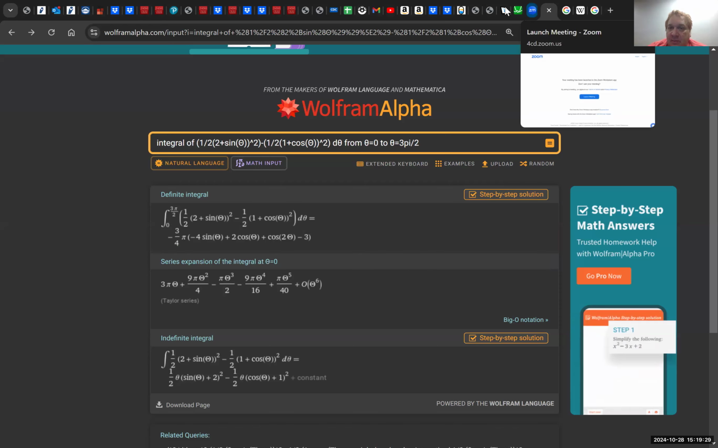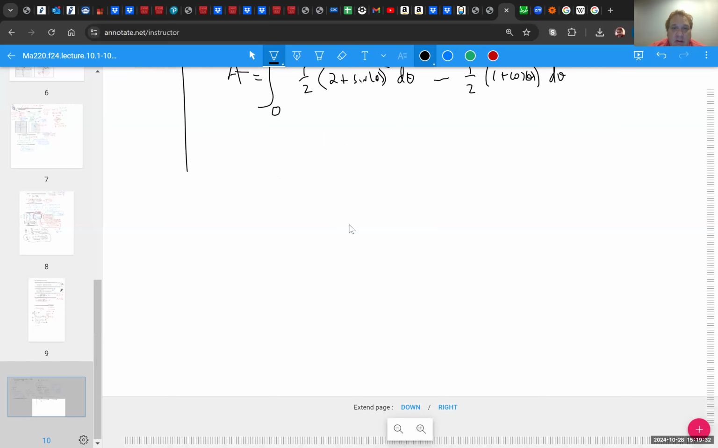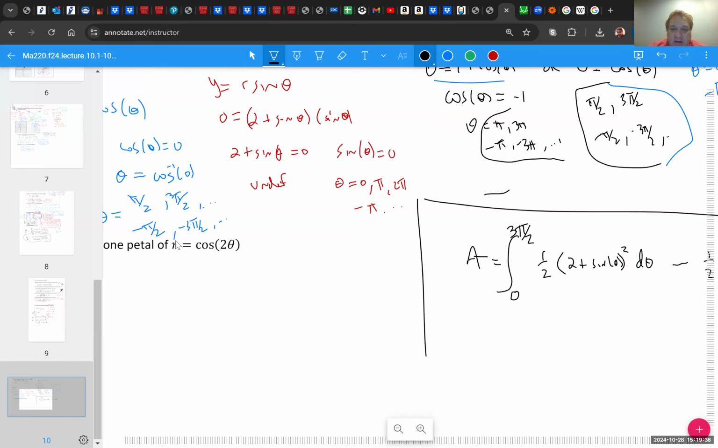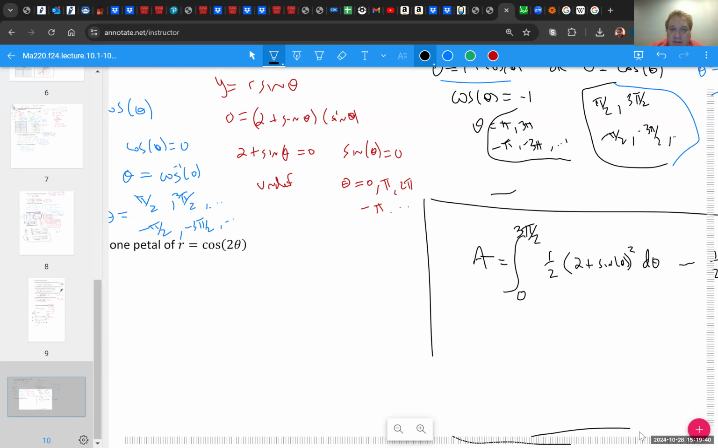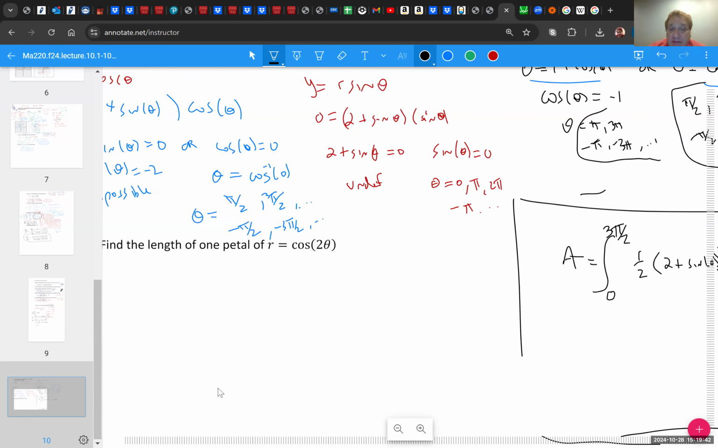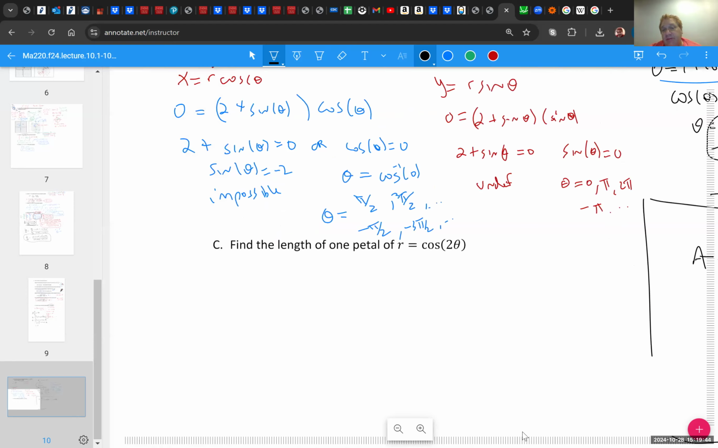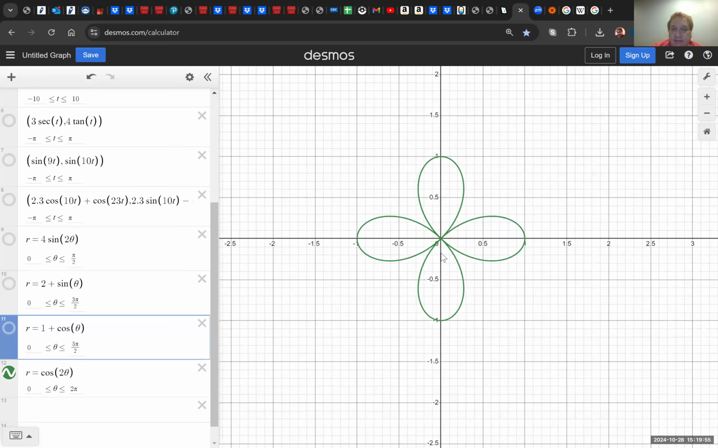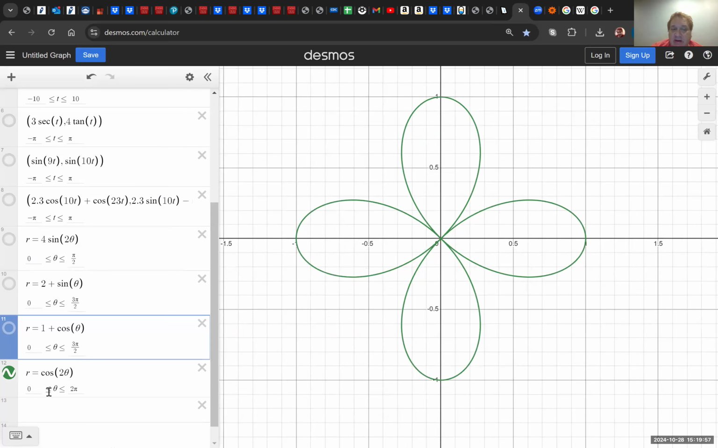Okay, and we get one last example here, which is over here to the left: the length of one petal of r equals cosine 2 theta. So let's see what r equals cosine 2 theta looks like. Get rid of these guys. Boom, right there. So we're just looking for one of these petals.